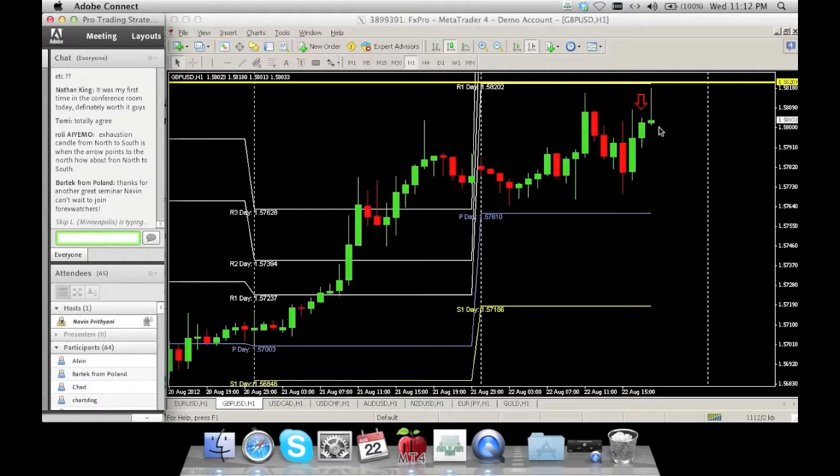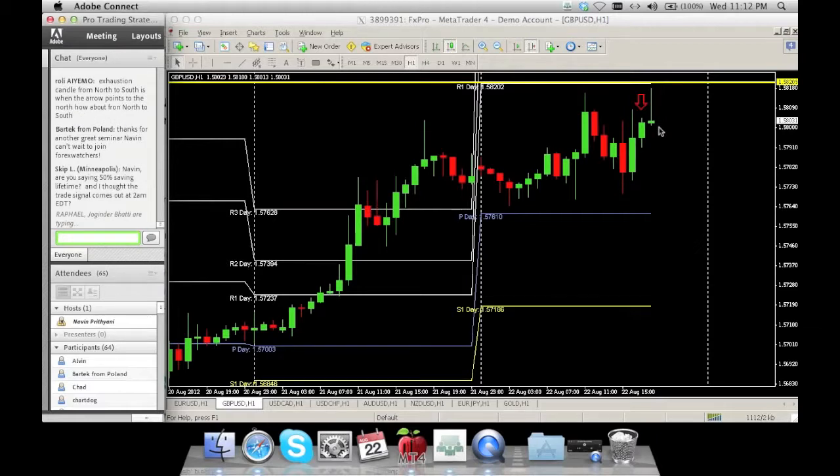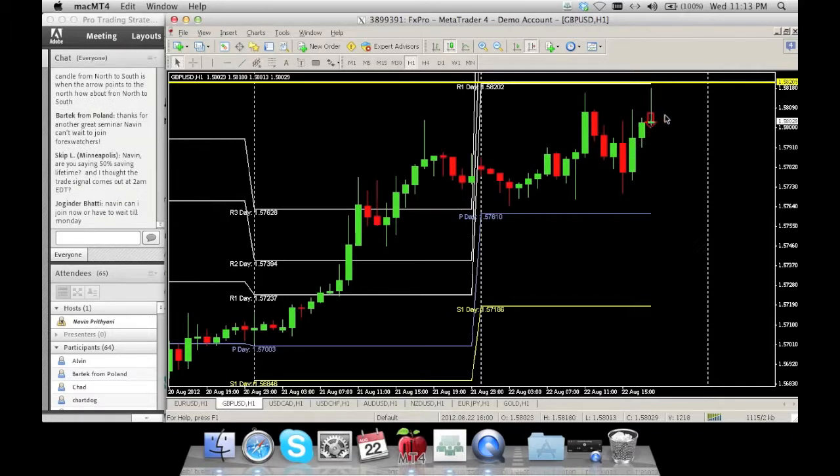Rolly, exhaustion candle from north to south is when the arrow points to north. How about from north to south? Okay, yeah, Rolly, sorry about that. Let me show you. This is an exhaustion that tells you the market wants to go down. You obviously have to wait for a candle to close, but something like this. This tells you it is in an uptrend and wants to turn around and go down.